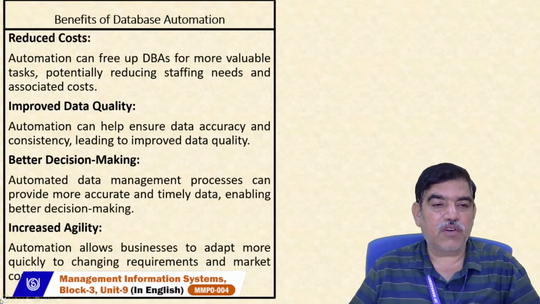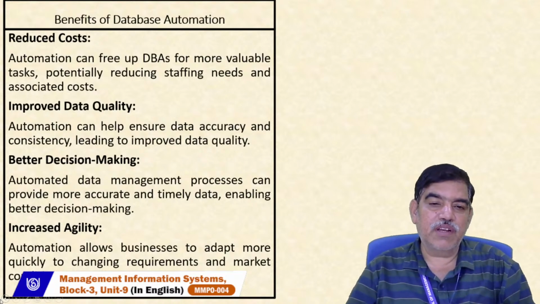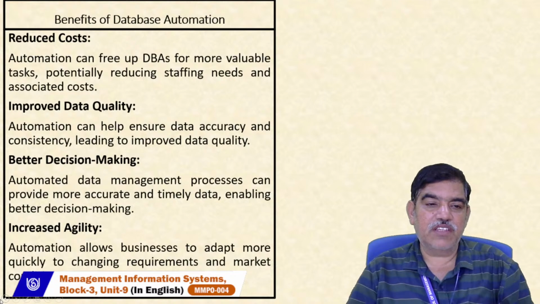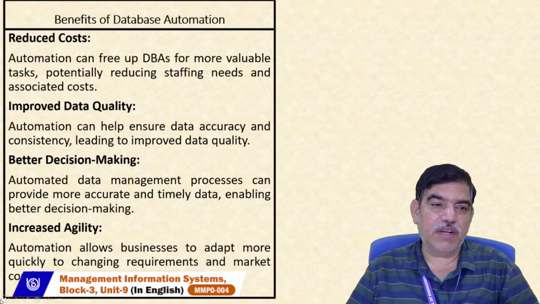Improve data quality. Automation can help ensure data accuracy and consistency, leading to improved data quality. So this process ensures the data accuracy and the consistency. Whenever we consider the concept of data quality, it means quality data must be there in our database and it remains the same before change.